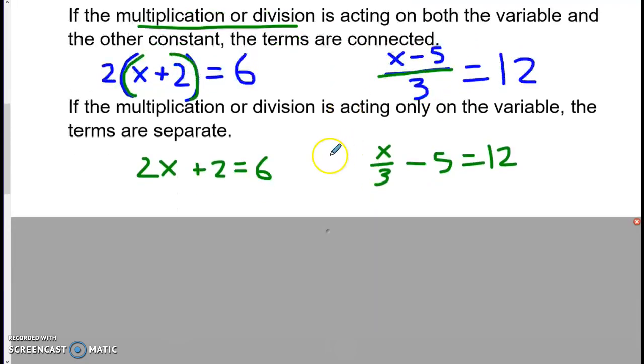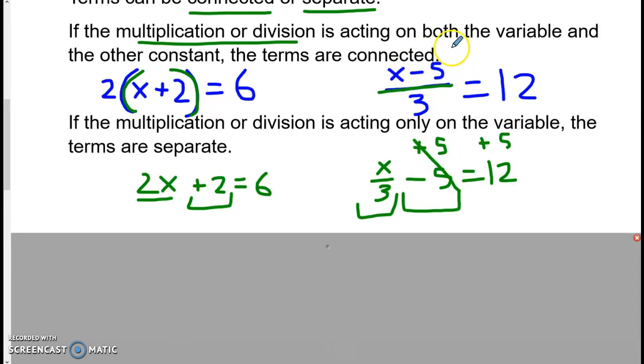If they're separate, it means the multiplication or division is only acting on the variable. So here I have 2 times x, but my plus 2 is hanging out by itself over here. X divided by 3, my -5 is over here by itself. The big difference between those is here, if I want to move this -5, I can add 5 to both sides, and that'll cancel, and that'll move over really easily.